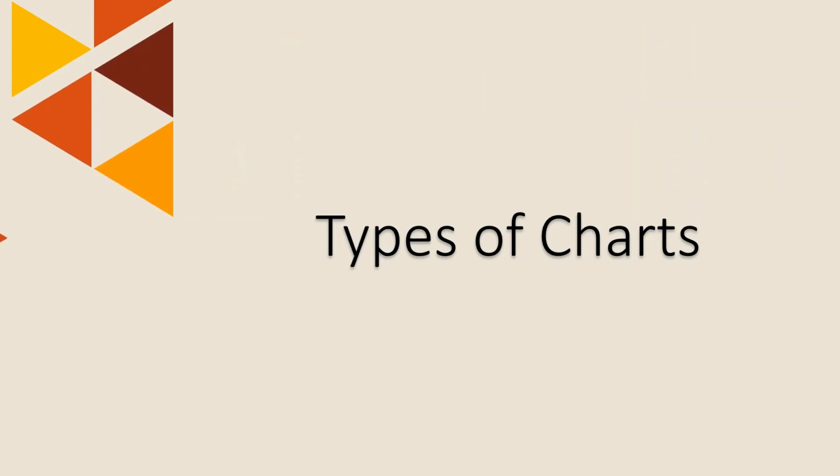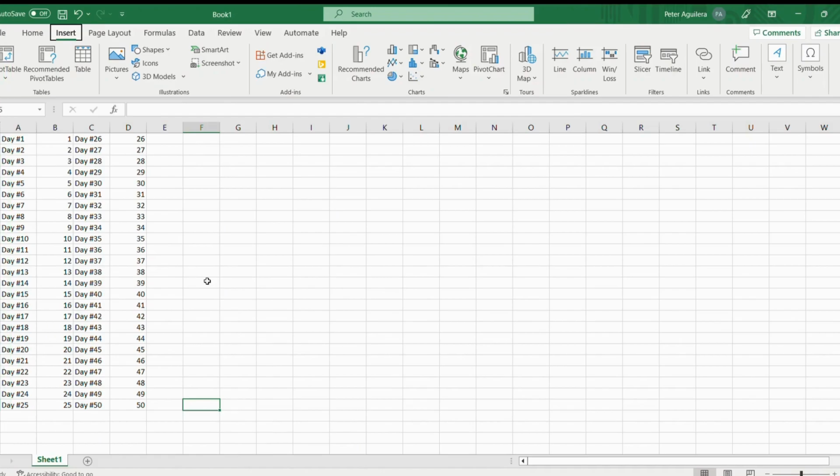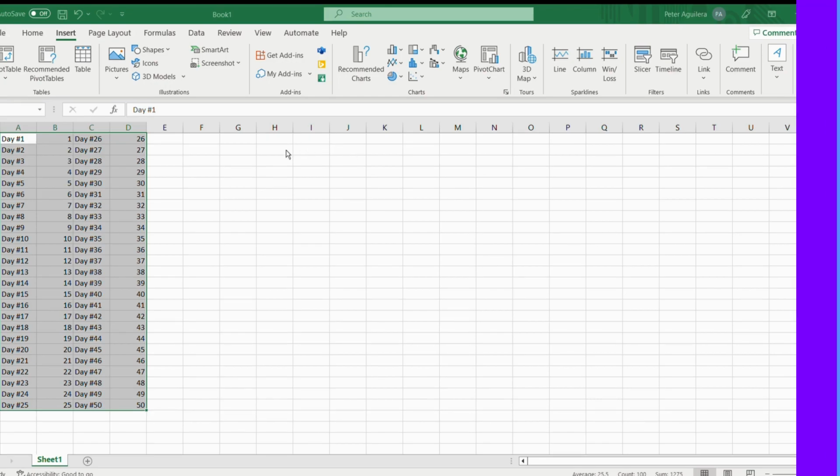Right, now getting into the different types of charts in Excel. Once you have selected your range of data, you can then go into the Charts menu to look at all the available chart options. There are many different options available, but the three main ones will be the column chart, the line chart, and the pie chart.